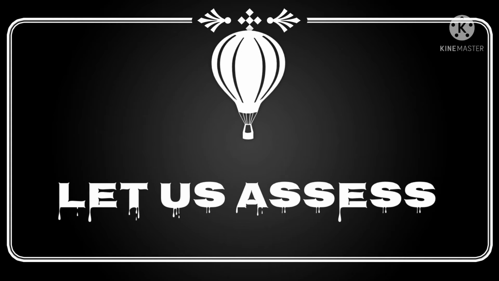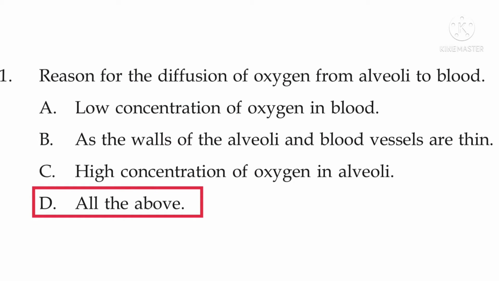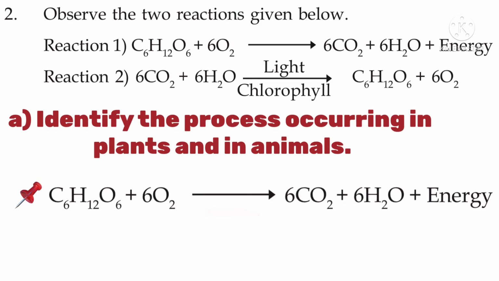Let us assess. First question. Reason for the diffusion of oxygen from alveoli to blood. A. Low concentration of oxygen in blood. B. As the walls of the alveoli and blood vessels are thin. C. High concentration of oxygen in alveoli. D. All the above. The answer is D. All the above.